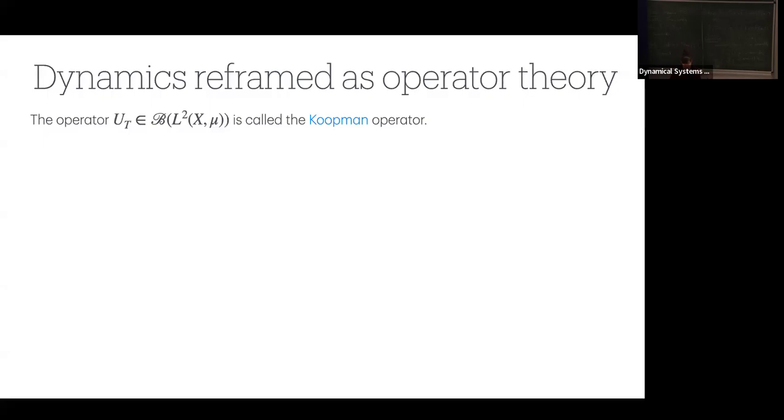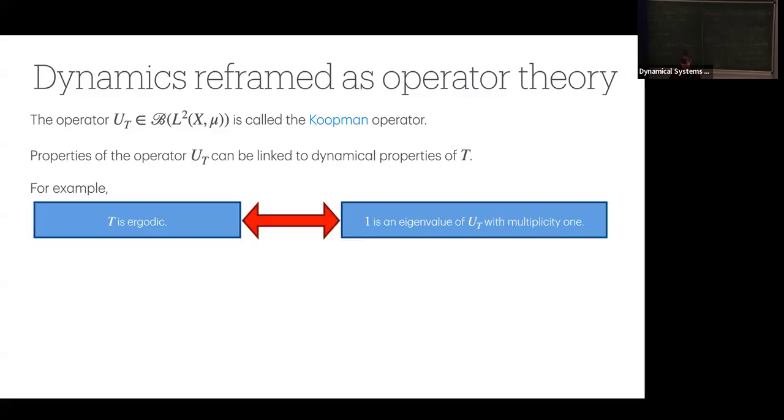...which is called the Koopman operator. We can link properties of this operator to dynamical properties of T. For example, and I don't want to say too much about what some of these terms mean, certainly you'll be introduced to them throughout the week, and some of the operator algebra stuff I will come back to later. So for example, T is ergodic if and only if we have an eigenvalue of 1 with multiplicity 1.